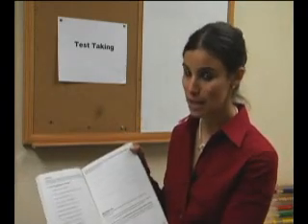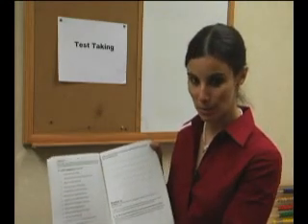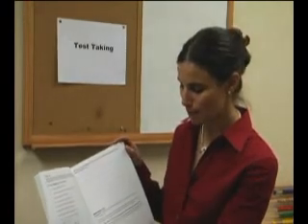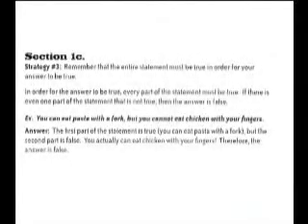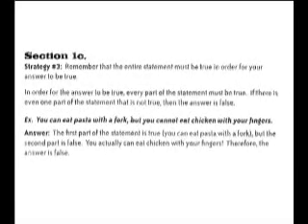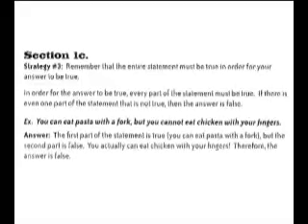For the next exercise, as a challenge, the student is asked to come up with some true-false statements using this strategy and then give it to a friend to try to answer them. Section 1C goes into our third true-false strategy. It tells us to remember that the entire statement must be true in order for the answer to be true.